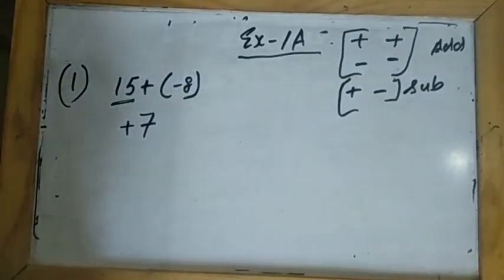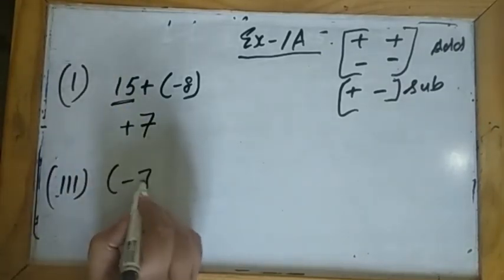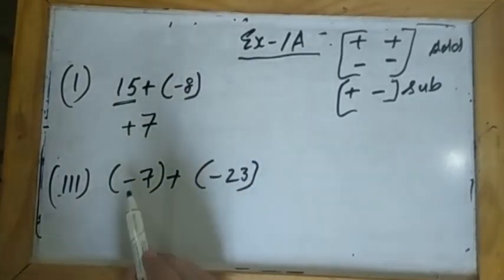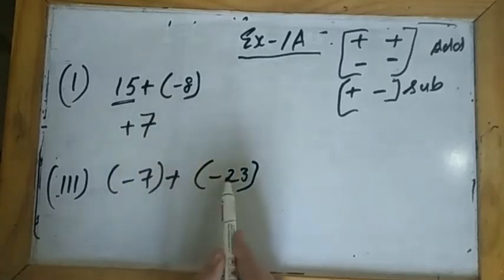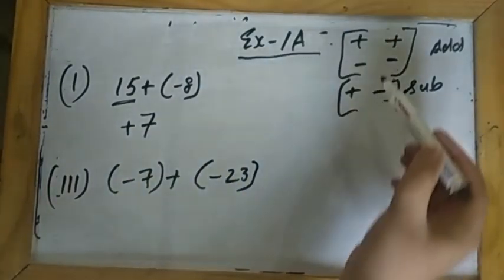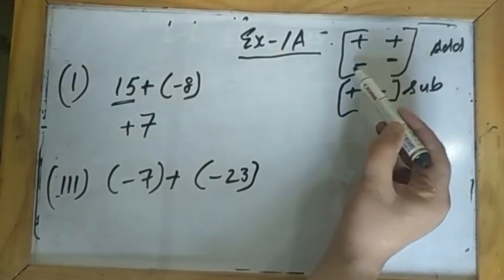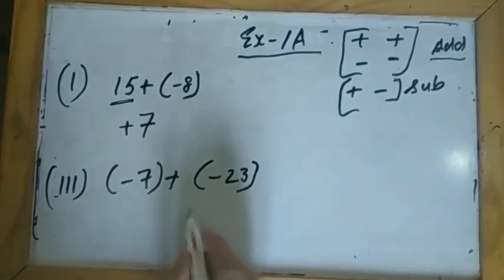Now I will take one more example. I'll take the third part. It says minus 7 plus minus 23. Now in this you will see that both the integers are negative. I have to add two negative integers. So when the integers have the same sign, it means I have to add both the integers.